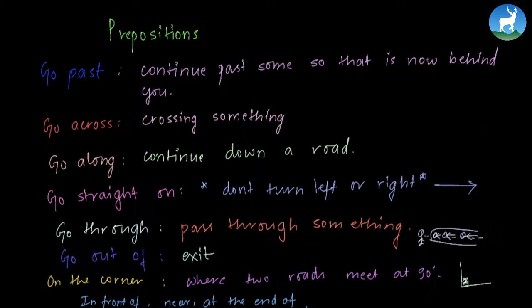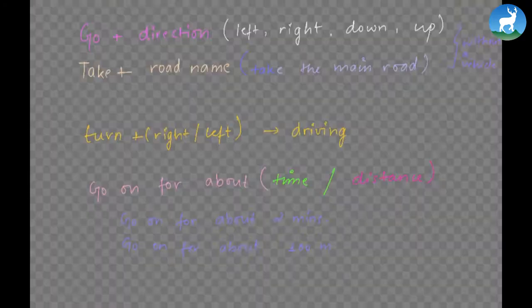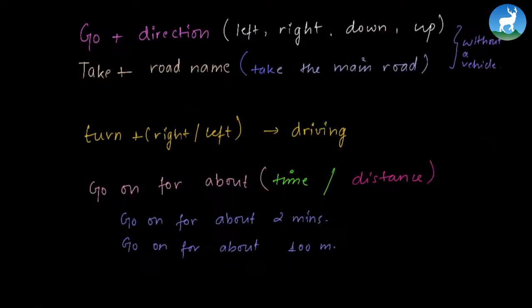In front of, near, at the end of. I hope you understand this. So in front of means in front of you, near means close by, at the end of means where this road ends, where it finishes. Now these are the structures we have looked at.